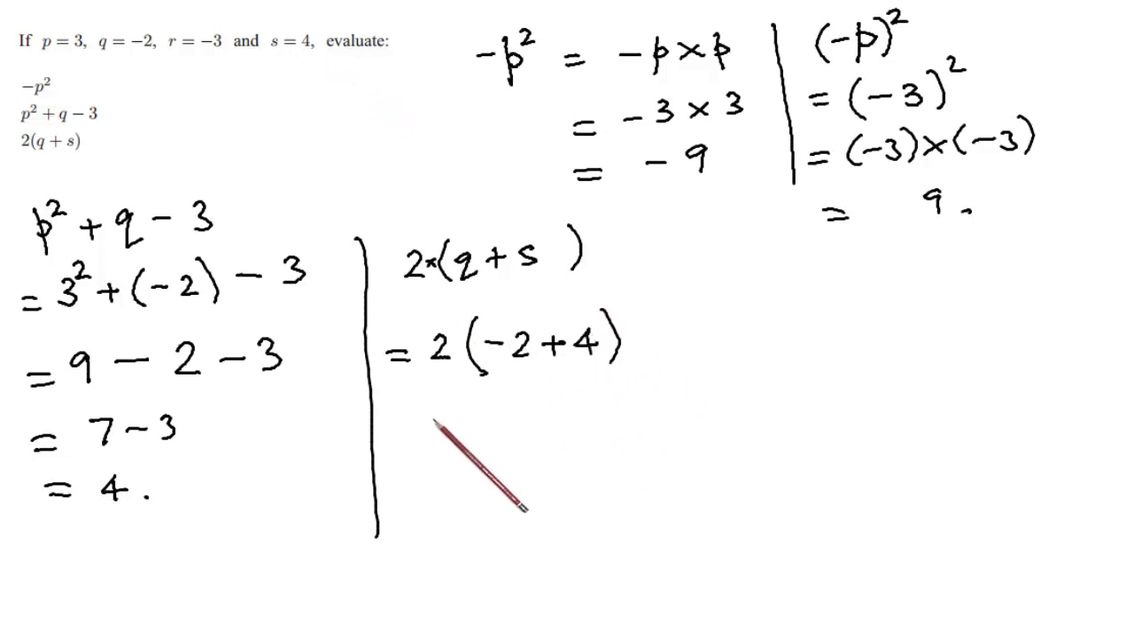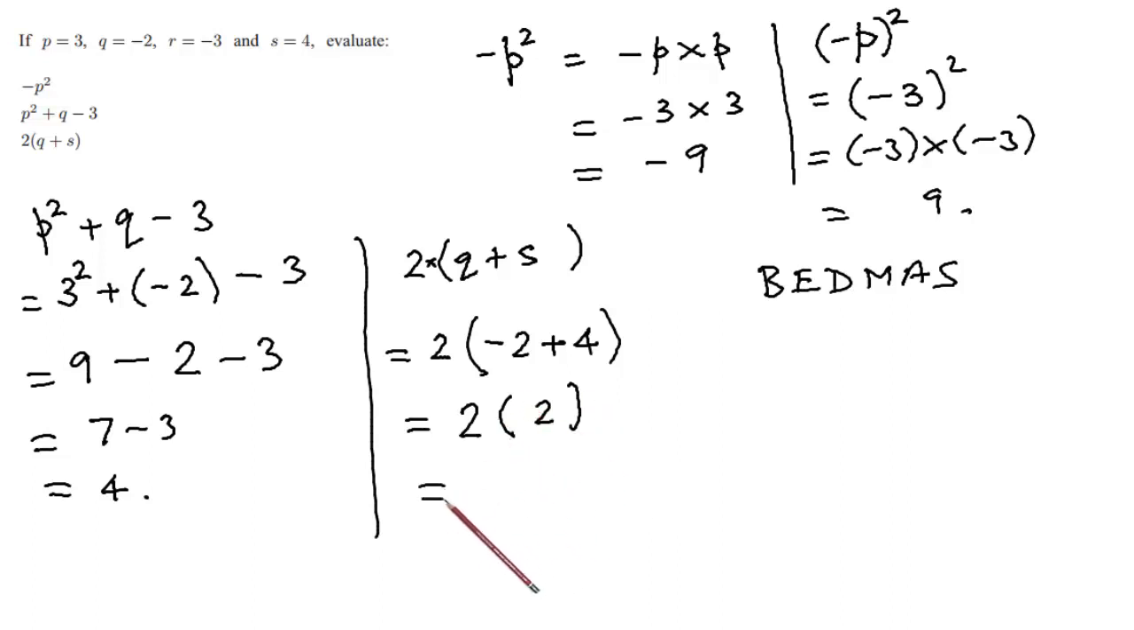And always remember BODMAS, which means brackets first and then exponents. We carry out the exponents first, then we carry out the division, multiplication, and finally addition, subtraction. So over here we shall first open the brackets. So what is minus 2 plus 4? We have minus and plus is minus. 4 minus 2 is 2. Sign of the greater one is positive, so it's a positive 2. So we have 2 bracket 2, which simply means 2 multiplied by 2, which is 4.